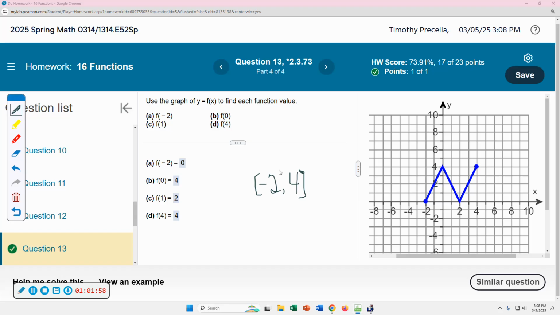-2 to 4. That would be the domain or the range? Do I put a D or an R? -2 to 4. Looking at the x value, that's the domain, okay? So now the range.